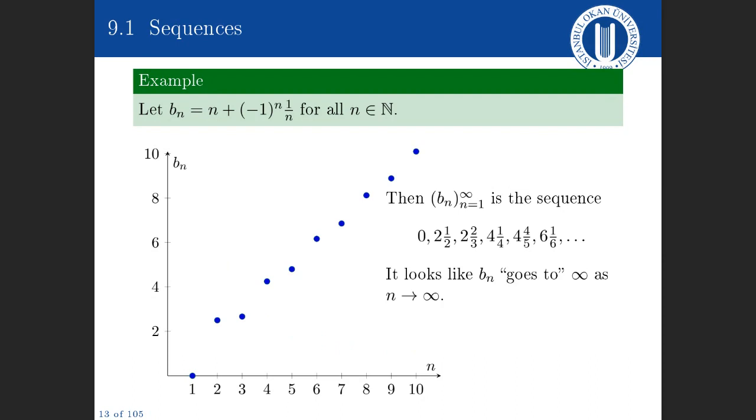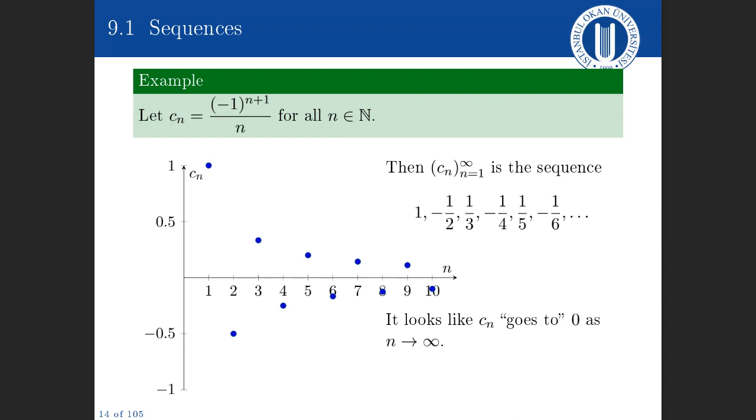Another sequence. Let b_n be n plus (minus 1) to the power n multiplied by 1 over n. So then we have the sequence 0, 2 and a half, 2 and 2/3, 4 and a quarter, 4 and 4/5, 6 and a sixth, etc. How does this sequence behave when n tends to infinity? It looks like b_n goes to infinity as n tends to infinity.